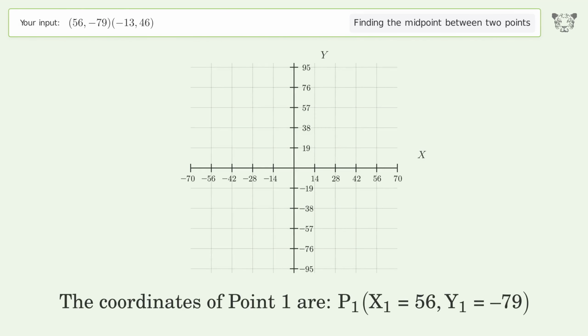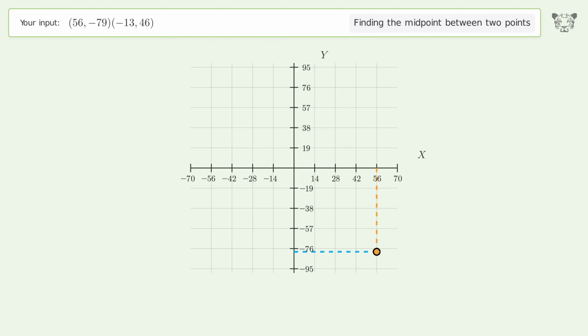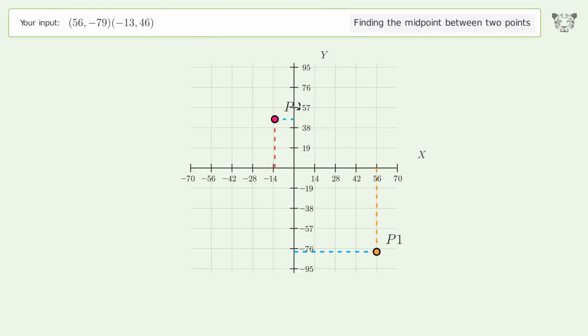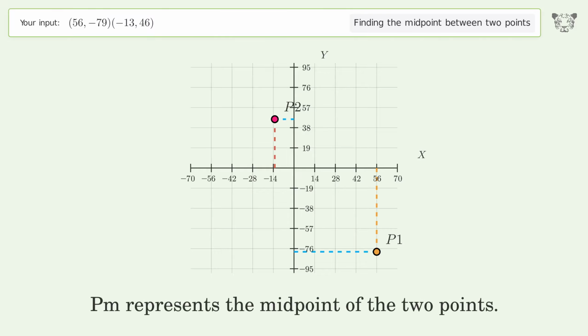The coordinates of point 1 are, x1 equals 56, y1 equals negative 79. The coordinates of point 2 are, x2 equals negative 13, y2 equals 46. PM represents the midpoint of the 2 points.